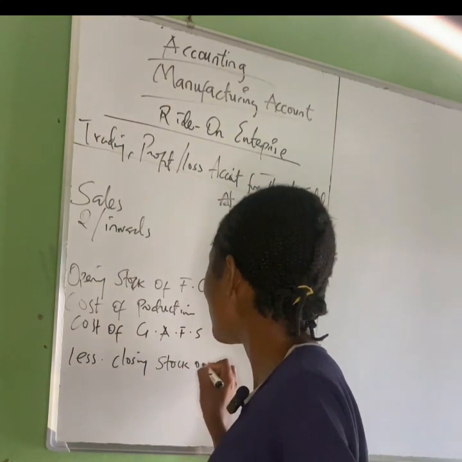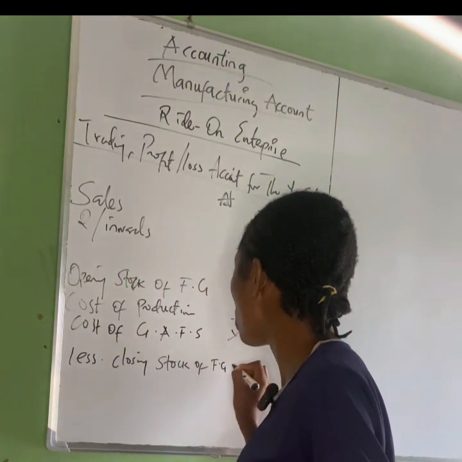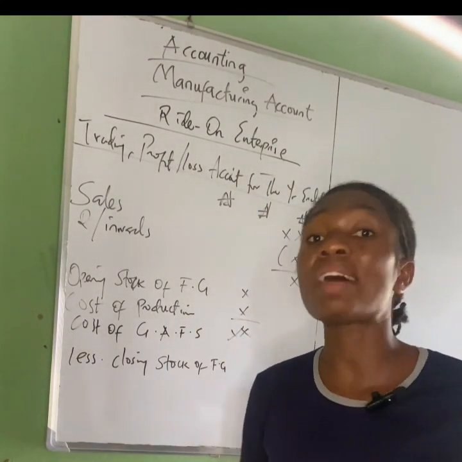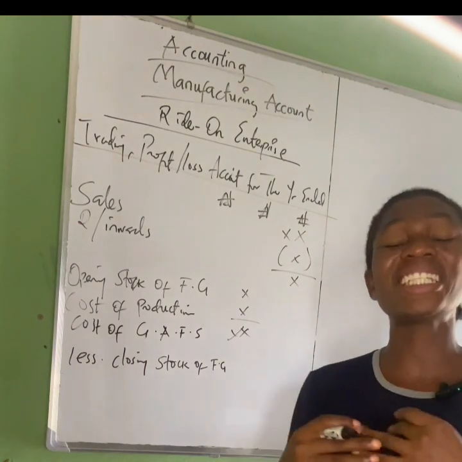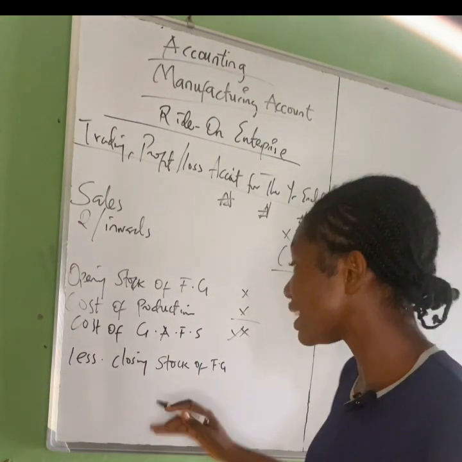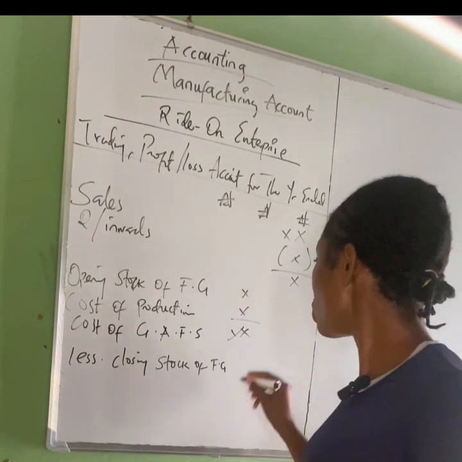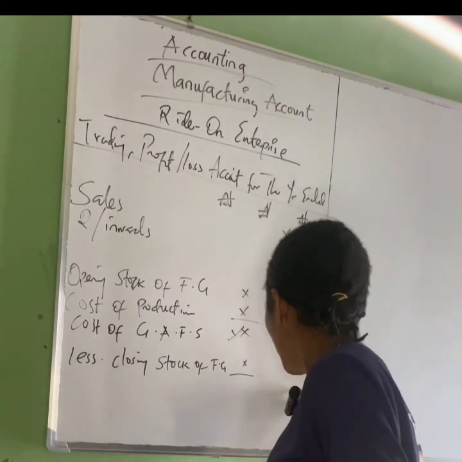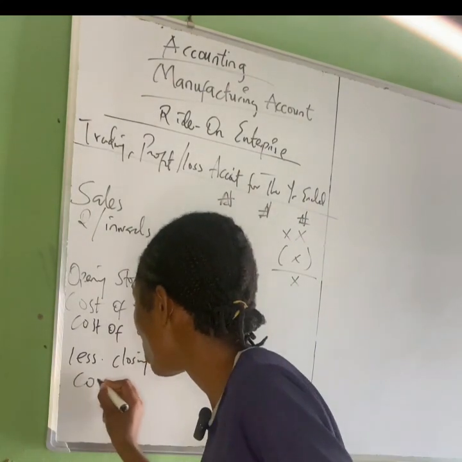In this case, we must indicate finished goods because we have a lot of stock: we have the stock of raw materials, we have the stock of work in process, and we have the stock of finished goods. So you must indicate which stock. We are lessening closing stock of finished goods to get our cost of goods sold. Then we get our cost of goods sold.